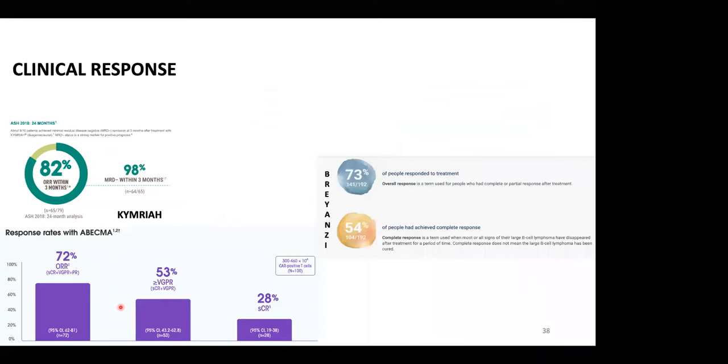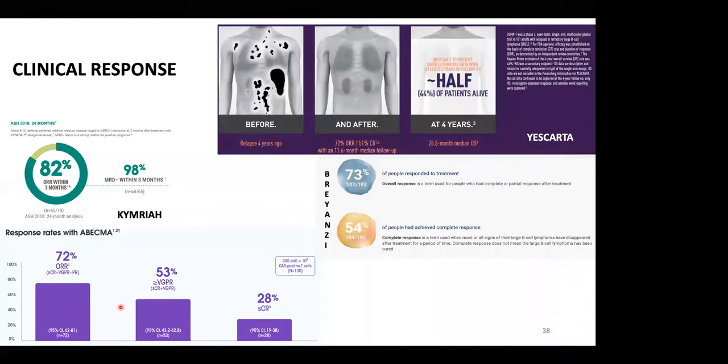Now, it's not just essential to say that there's a therapy which exists. Ultimately, the question would be, how is the clinical response? With respect to Kymriah, they have found 82% of the people with overall response rate. That is, overall response essentially entails complete response plus partial response. We have Yescarta having 44% of the patients alive at 4 years.